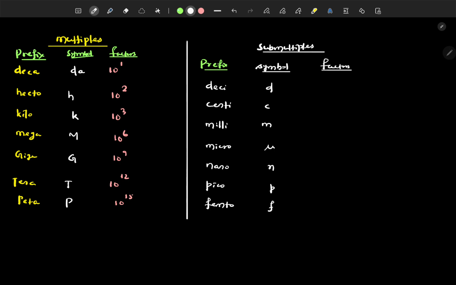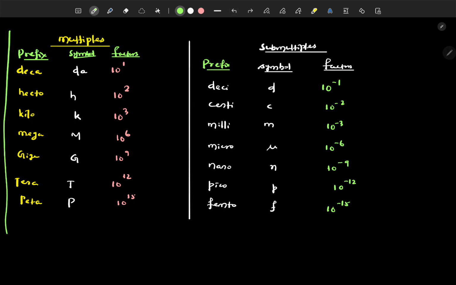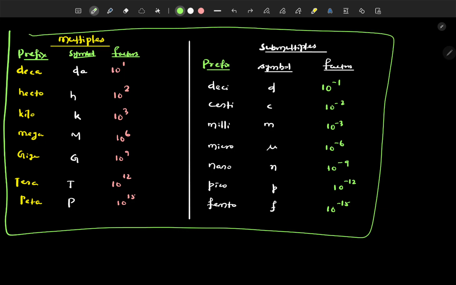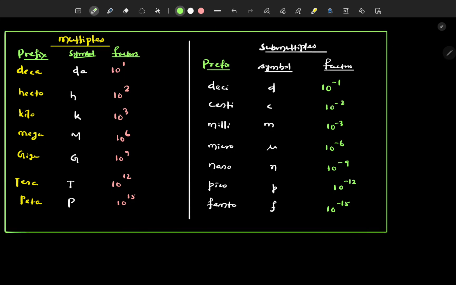Okay, then its factors, deci 10 to the power minus 1, centi means 10 to the power minus 2, milli 10 to the power minus 3. Next one is micro means 10 to the power minus 6, nano 10 to the power minus 9, then pico 10 to the power minus 12, femto means 10 to the power minus 15. So keep all these things in mind. All of you note it down so that it will help you in your upcoming numericals. I hope it is clear.